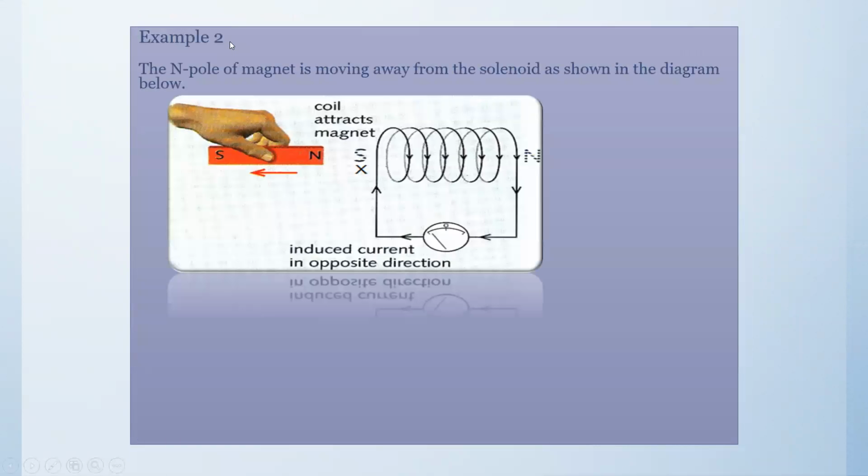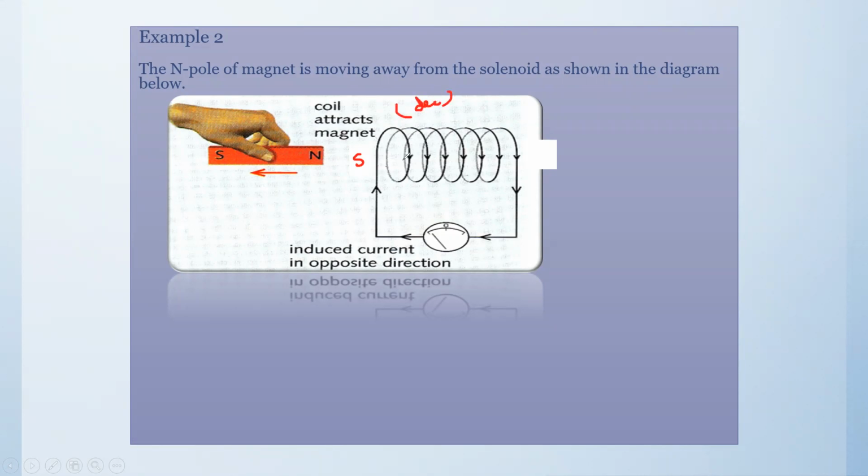The opposite will happen if we are moving the magnet away, because the strength of the magnetic field is decreasing. So if the strength of the magnetic field is decreasing, what will the solenoid or wire try to do? It will try to oppose the change. How can it oppose the change? By producing an opposite pole. If the north pole is moving away, what pole will be induced here? This will be south, because the strength of the magnetic field is decreasing.